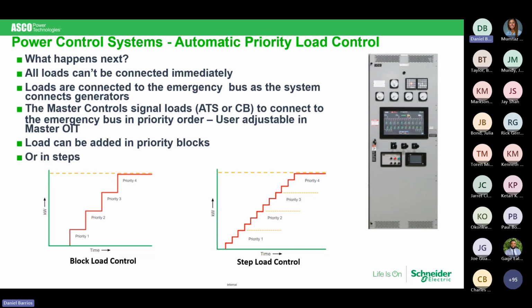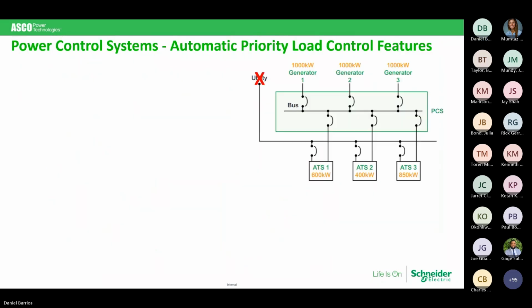All loads cannot be connected immediately. We understand that. Master PLC loads are connected to the emergency bus in a priority order, and that is set when the technician is out there at startup and is putting the priorities in. We're going to look at 2 different ways how that amount is set. Power controls automatically. What happens if an engine fails? It depends.